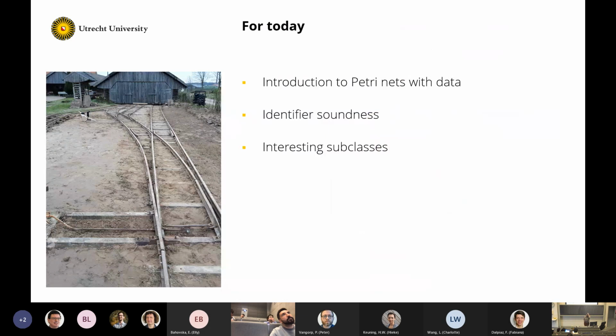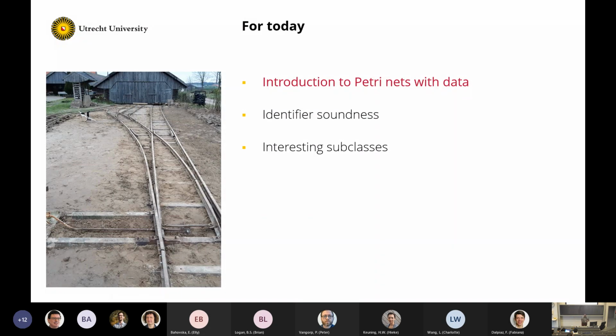So what I would like to do today is give a quick introduction to Petri nets with data, because I guess most people in my audience don't know Petri nets as well as I do, though there are a few in the audience here. We have a property, so we want to add data to it and then start looking into what actually happens. We also have a new notion called identifier soundness, because then we can say something about correctness. And I will give some interesting subclasses that show that these properties can be useful.